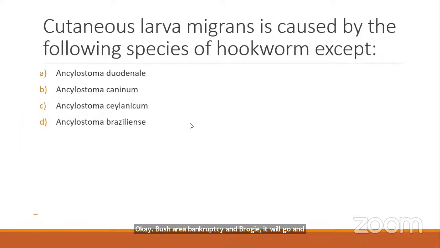So cutaneous larva migrans is caused by the following species of Ankylostoma except? Yes, it is Ancylostoma duodenale. It's a human pathogen, so the larva will not go and wander around. It properly knows the route and place where it has to go and mount the infection. All the others are not infectious agents of the human body.